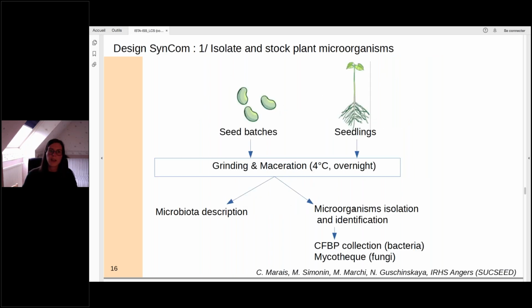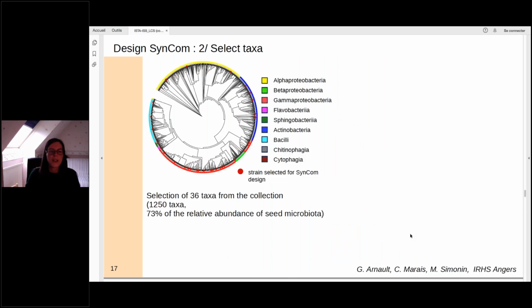The first part, the isolation and stocking of plant microorganisms, was done in the ISTA-ISSS lab for the common bean from those 8 varieties I presented to you. The strains were isolated from seed batches and seedlings. The microorganisms were identified, and they are now stocked at the CFBP collection for bacteria and in another library for the fungi. We can use this collection. I will present it for bacteria only. We have a huge collection of bacteria isolated from the common bean, more than 1,000 taxa.